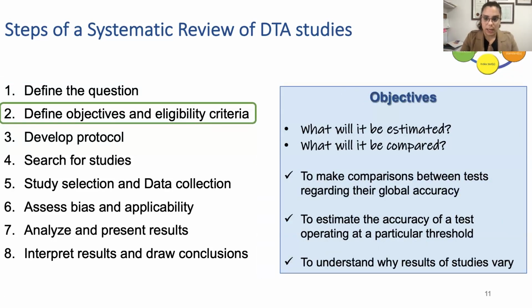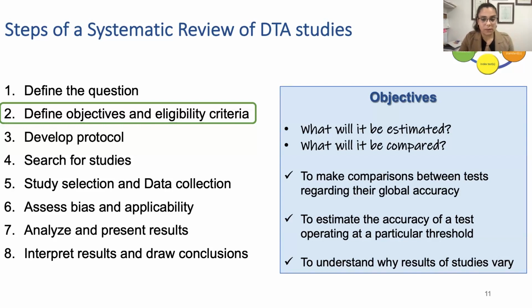Now, as a second step, we need to define the objectives of a diagnostic test accuracy systematic review. So, for example, the primary objective is usually to estimate the accuracy of an index test versus a reference standard for a particular threshold, for example. So we need to be very clear on what we plan to estimate and what we plan to compare.